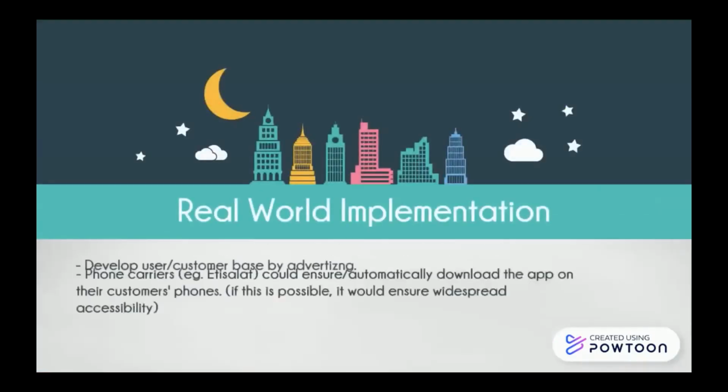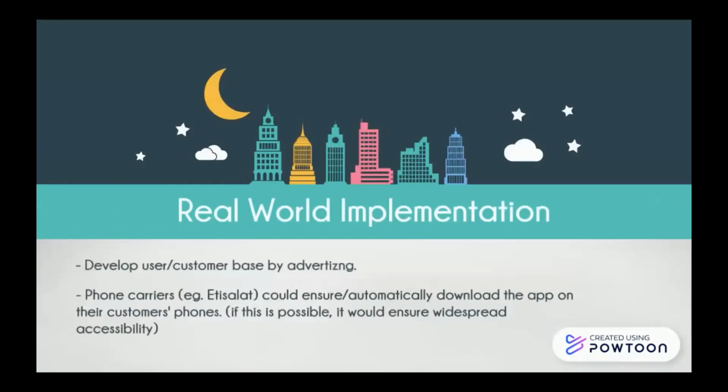Okay, so obviously an app such as this will require real world implementation. The most basic way you can go about it is advertising to gain a customer base. This could be done by word of mouth, or newspapers, Google ads. But another thing I thought of, which is a little out there, because I was thinking of this from the government's point of view, because we want accessibility to be very widespread. So maybe this, I'm not sure if this is feasible, because I couldn't find anything on the internet about this.